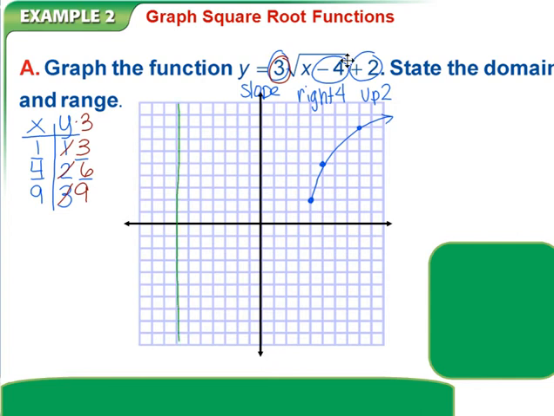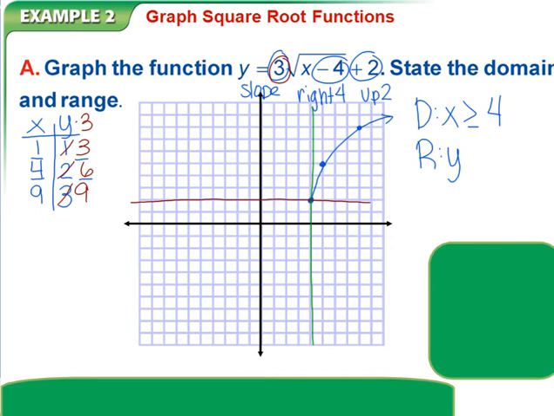So the domain, vertical line running along my x-axis. So it's not touching until this point, and then it's touching over here. So it touches when x is greater than or equal to 4. The range then is touching up here. It is not touching down here. So the range is when y is greater than or equal to 2.